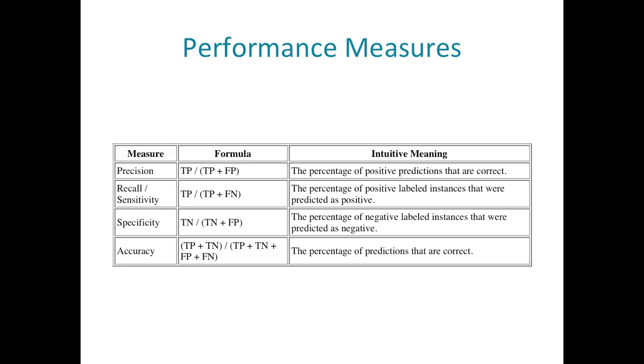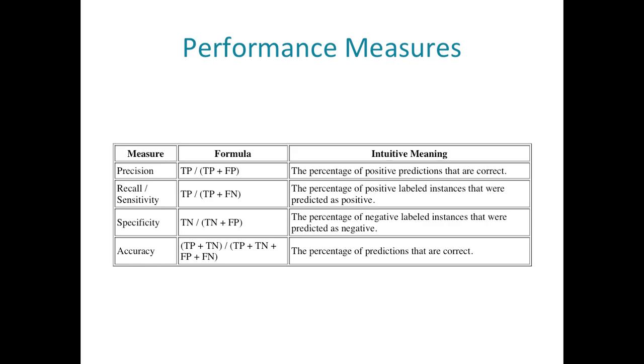And so if we go through these measures, what's precision? Precision is computed as the true positives divided by true positives plus false positives. It's basically defined as the percentage of positive predictions that are correct. Okay?